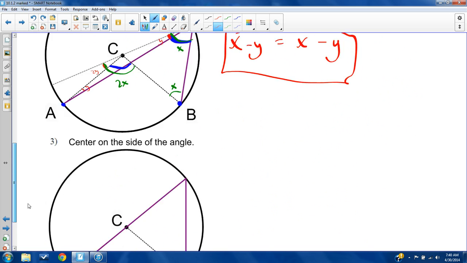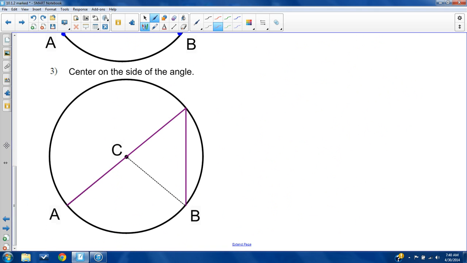Okay. Now I have the third one. This is actually significantly simpler because I don't need an x and y. I really just need one of them. When the center is on the side of the inscribed angle, so we're drawing it out like that.